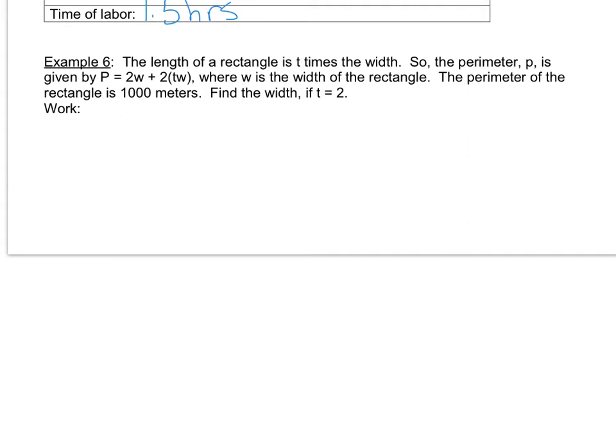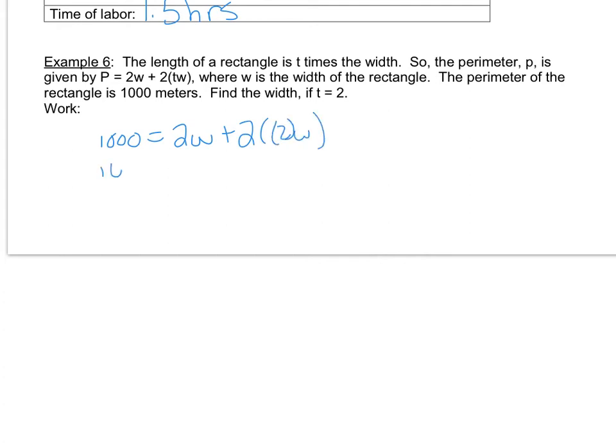It says the length of a rectangle is t times the width. So the perimeter P is given by P equals 2W plus 2tW, where W is the width of the rectangle. The perimeter of the rectangle is 1,000 meters. Find the width if t is 2. So 1,000 equals 2W plus 2 times 2 times W.